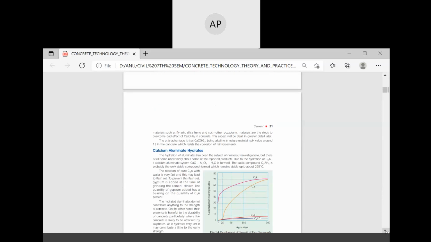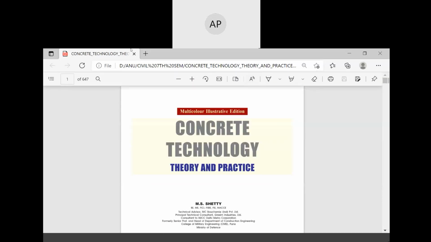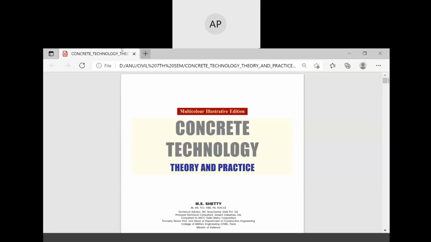Okay, next I will give you the heat of hydration. After reacting cement with water, an enormous evolution of heat takes place. That means when cement is added with water, it produces some amount of heat. That heat can be measured, and that is called heat of hydration.